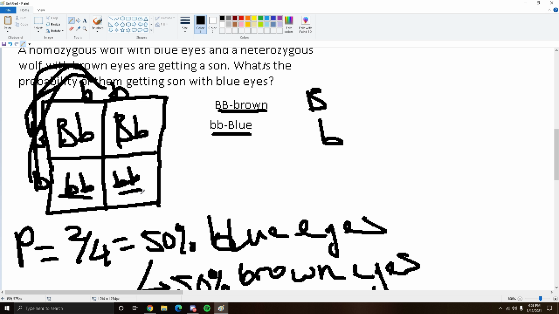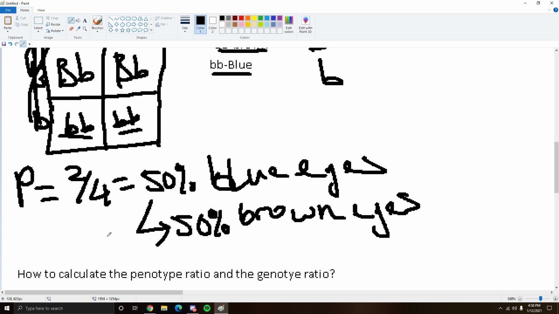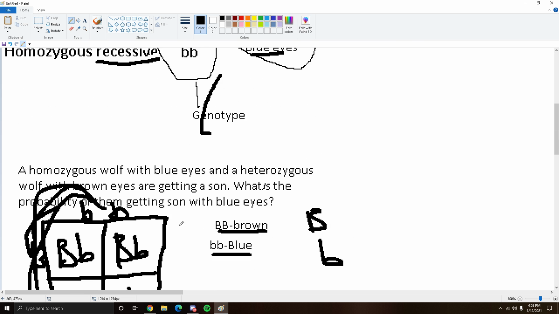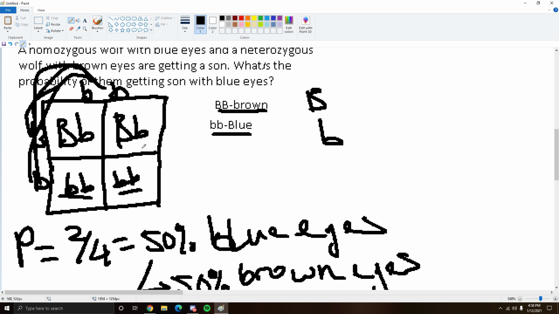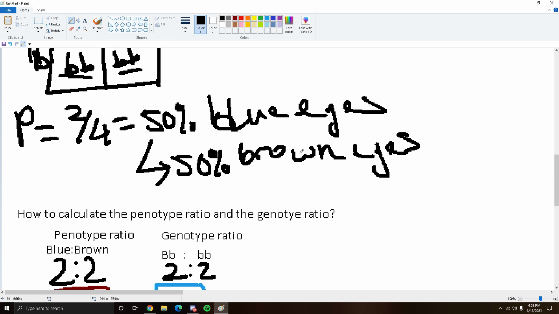You guys can see right here, homozygous recessive right here, homozygous recessive right here, and heterozygous and heterozygous. There are two heterozygous and two homozygous. So what was the question? What was the chance of them getting blue eyes? The chance of them getting blue eyes is 50% because they have two homozygous recessive and two heterozygous. So they have a 50% chance of getting blue eyes or a 50% chance of getting brown eyes.